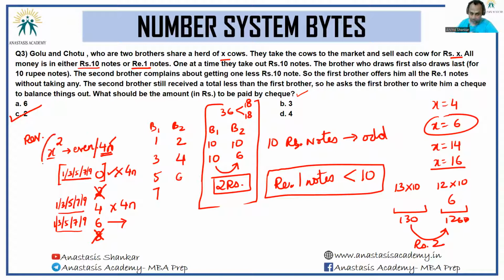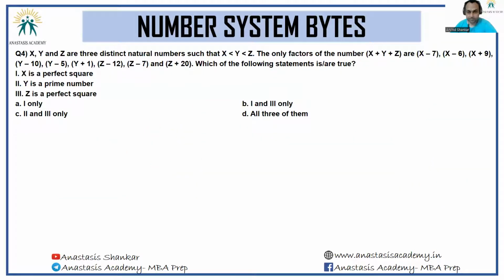What is being used here is the property of it being x square and it being a multiple of 4. That enables us to reduce our work. Moving on. This is an amazing question.